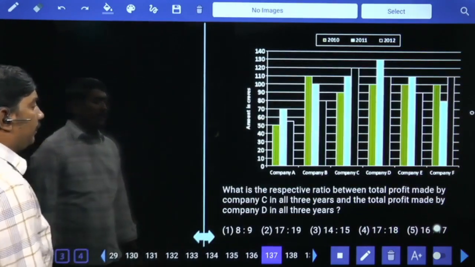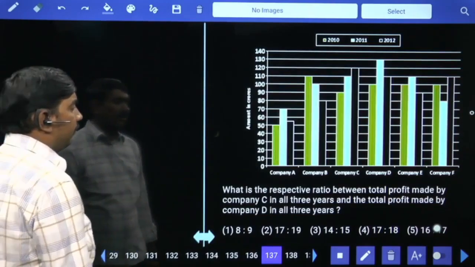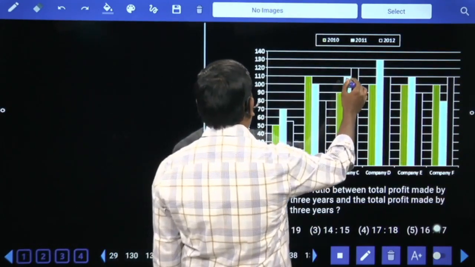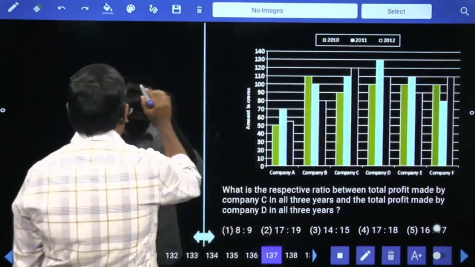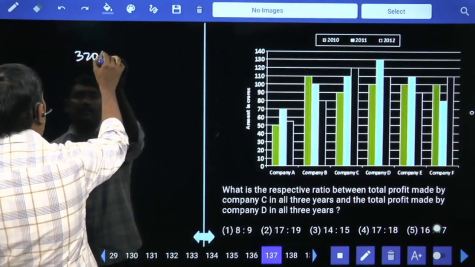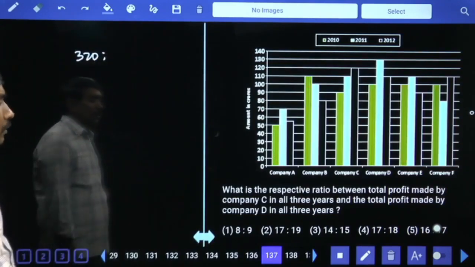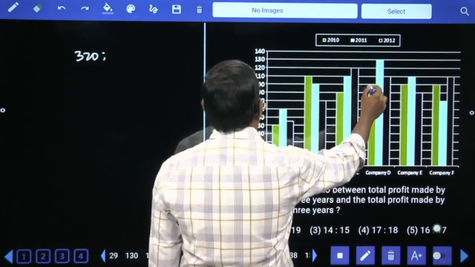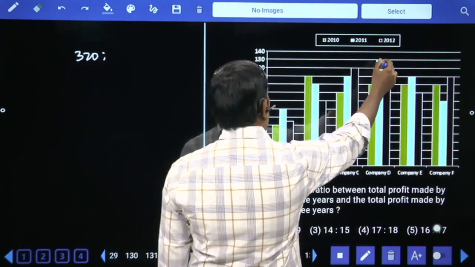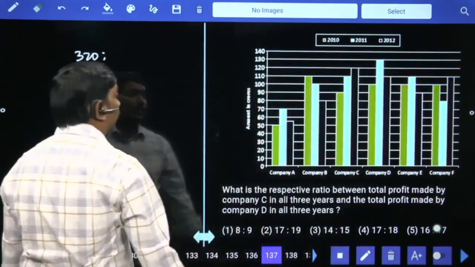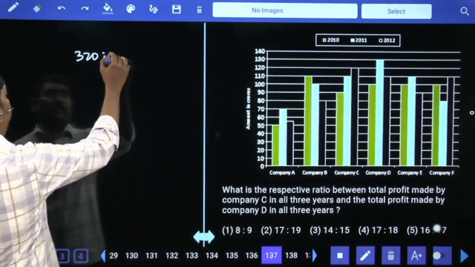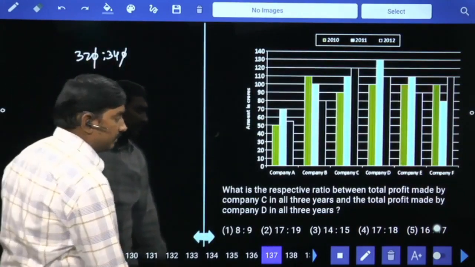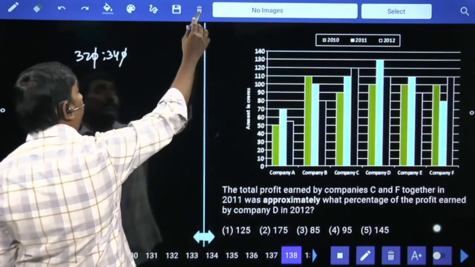What is the ratio between total profit made by company C in all 3 years? Company C 90, 110, 200, 120, 320 in all 3 years. And the total profit made by company D in all 3 years: 100, 130, 230 plus 110, 340. 16 is to 17.